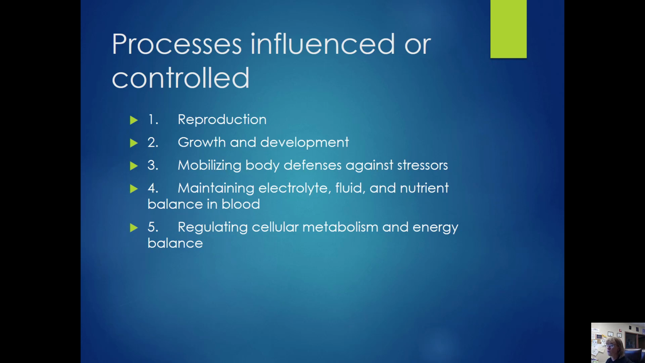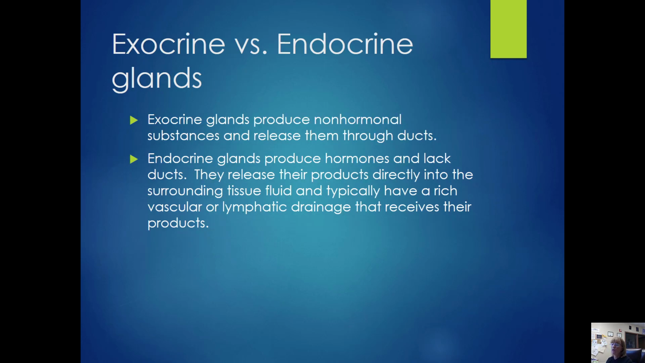And so we have electrolytes, fluids, and nutrient balance in the blood is maintained, and then cellular metabolism and energy balance. So those are the things, really not anything that we see the endocrine system doing won't fall out of those 5 groups. So here's just the difference between exocrine and endocrine. Again, exocrine has ducts, endocrine does not. They have capillary beds. So they have a rich vascular or lymphatic drainage that receives their products.